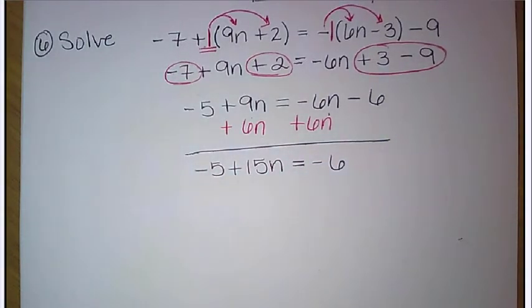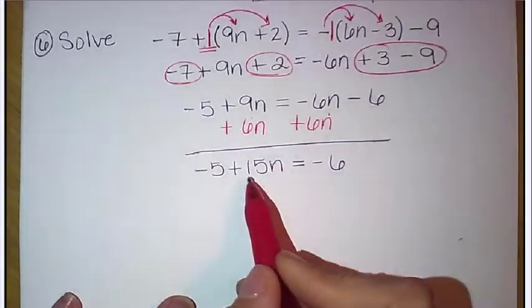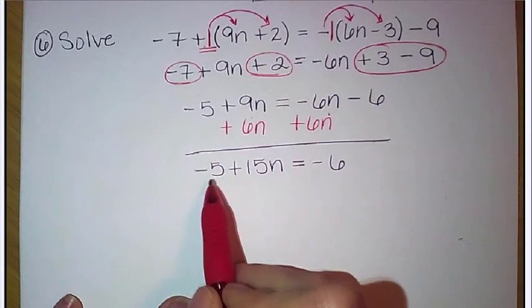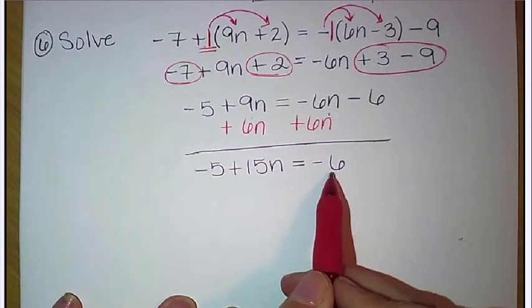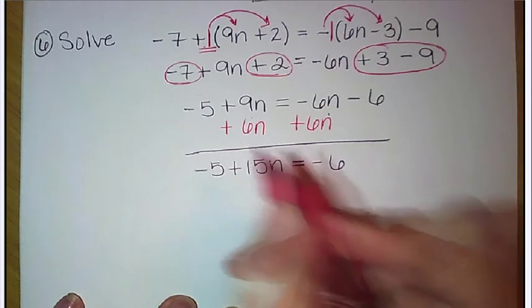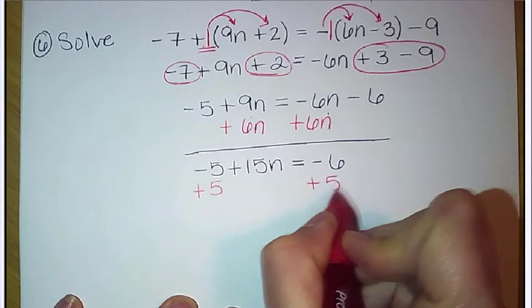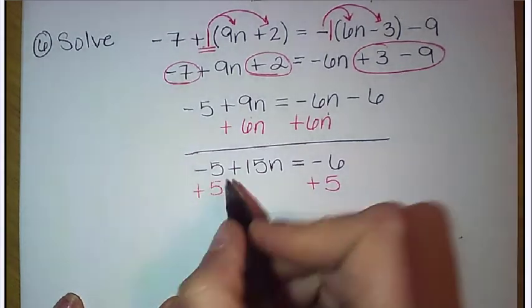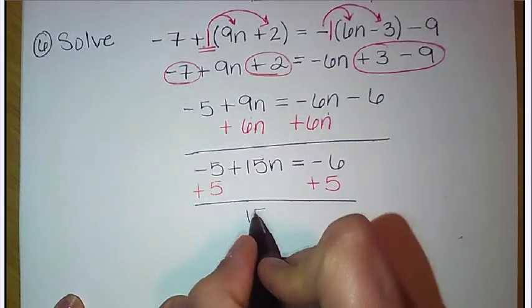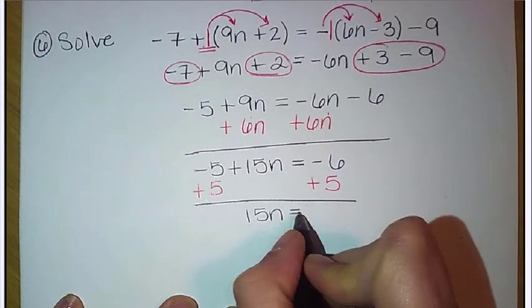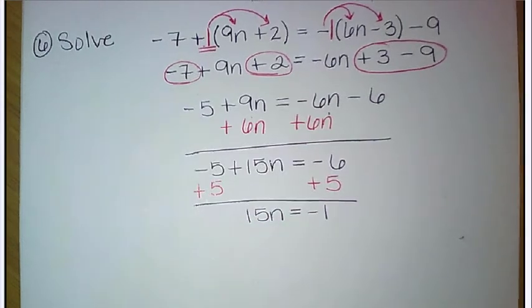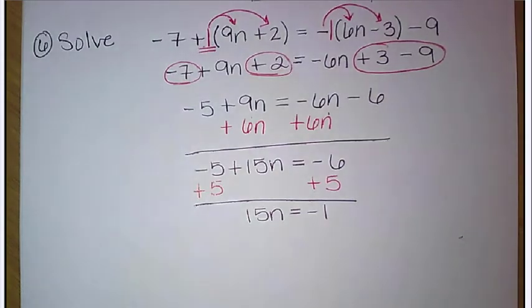Okay, now that we have all of our n's over here on the left-hand side, remember we're going to take our constant, move him over here to the right so he's away from our n. So we're going to add 5 to both sides. So 15n equals negative 1. And we're down to our last step.